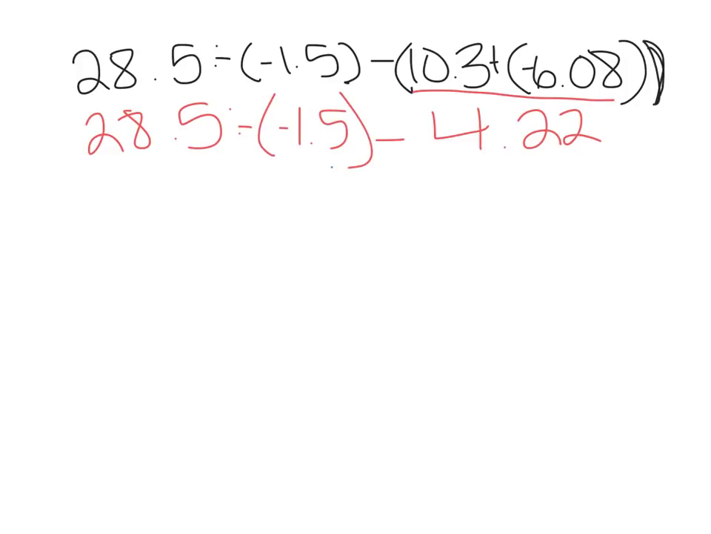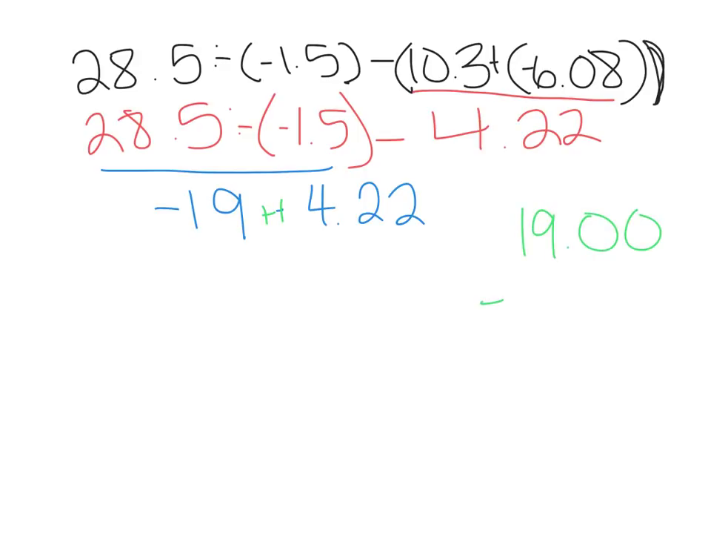Okay, next step is we're going to do this division. If you take your time, go ahead and do it to the side. So I hope you got negative 19. So I'm going to go ahead and keep-change. Then we have different signs, so we're going to subtract. Remember, you've got to do 19.00 minus 4.22.